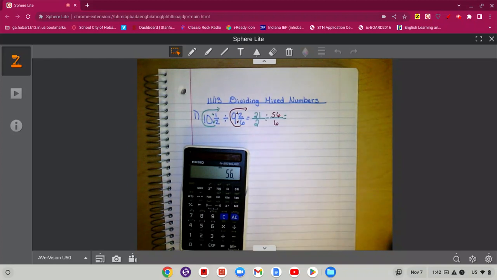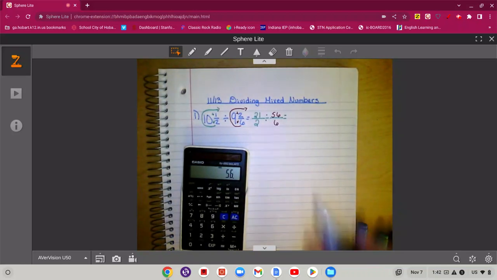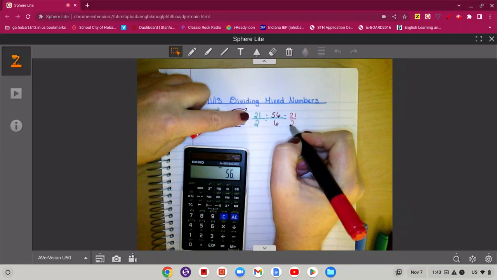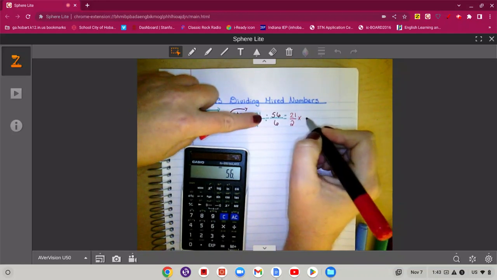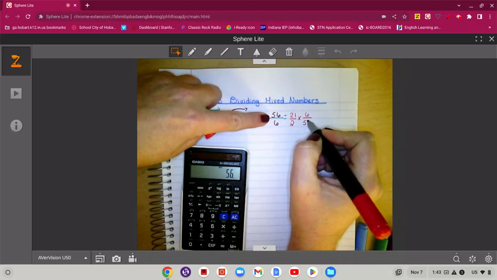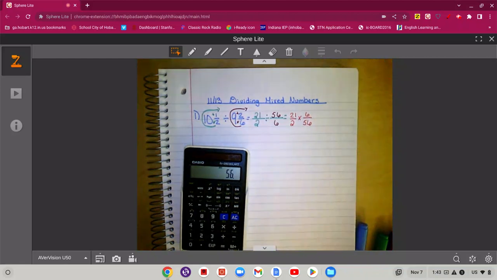Okay. Now, we have to go through the keep, switch, flip. Keep, switch, flip. So, we are going to keep the first fraction the same, switch the sign, and flip the second fraction. So we end up with 21/2 times 6/56 because we keep, switch, flip.